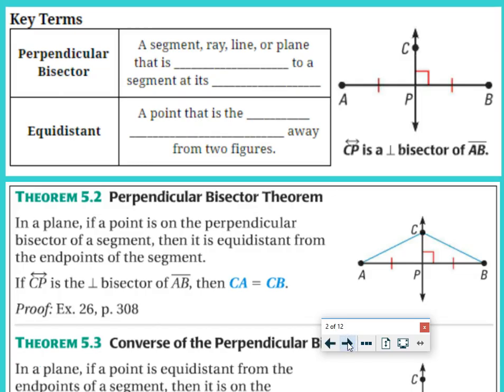First off, a perpendicular bisector is a segment, ray, line, or plane that is perpendicular to a segment at its midpoint. So it's perpendicular to the segment and it cuts the segment in half. Equidistant is a point that is the same distance away from two figures.